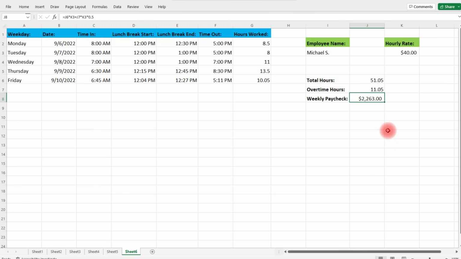So this is the value of his weekly paycheck. So that's how you can create a timesheet with a lunch break incorporated into it, where you can get the weekly paycheck with overtime hours included. So the only thing you need to adjust in the timesheet is basically the times that he checks in and he checks out, his hourly rate, and then the date of the week. Other than that, everything else could stay the same.